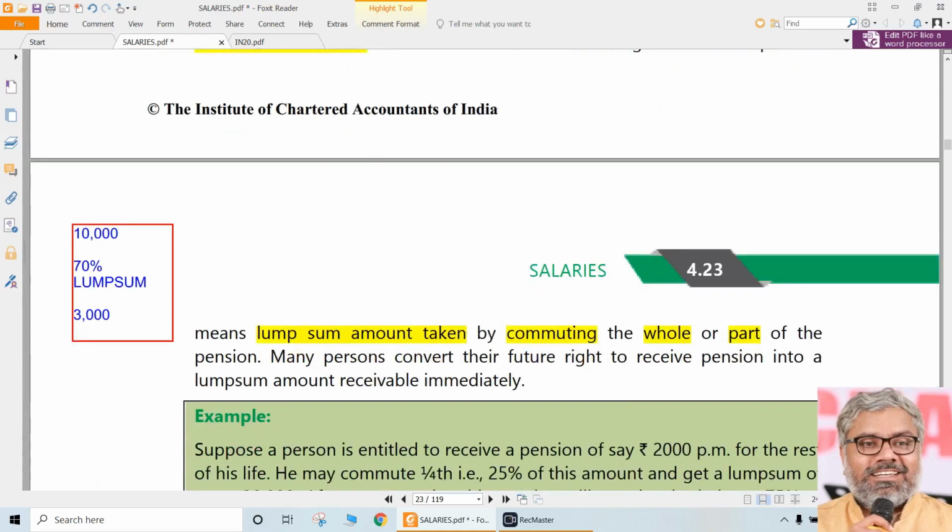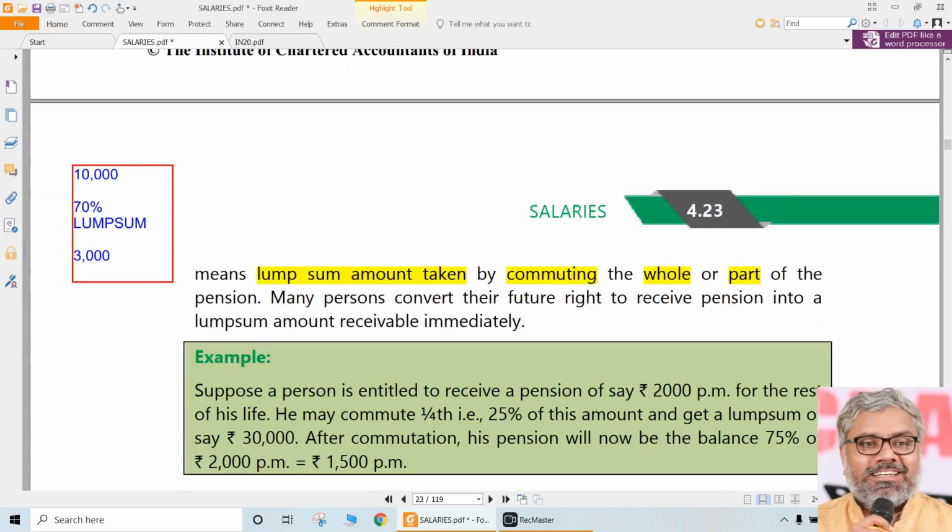So first understand this process of commutation. If any employee converts their future right to receive the pension into a lump sum amount which is receivable immediately, that is what is called commutation. They are foregoing their future right to receive the periodic pension, and instead they are receiving a lump sum payment now, immediately. That process is called commutation.